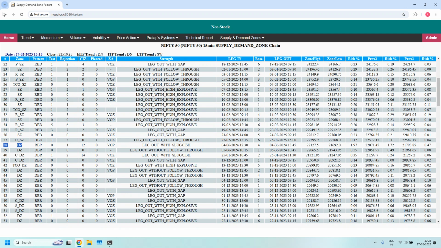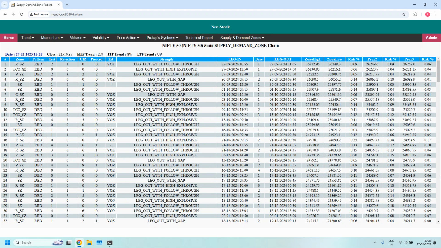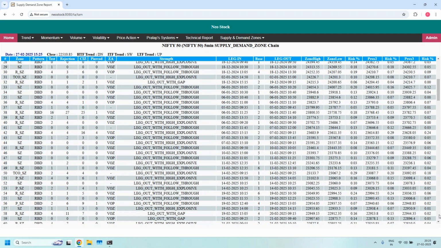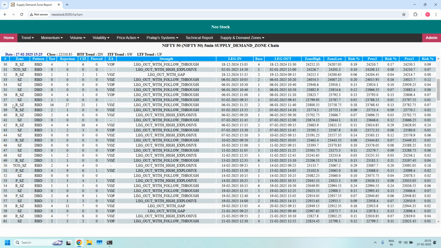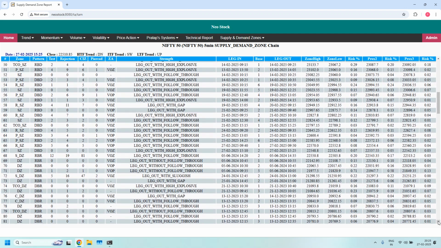Okay, next, 5 minute supply demand zone chain for Nifty. All these are supply zones. I'm scrolling the list down. In the second page also all are supply zones. Let me further scroll the list down.